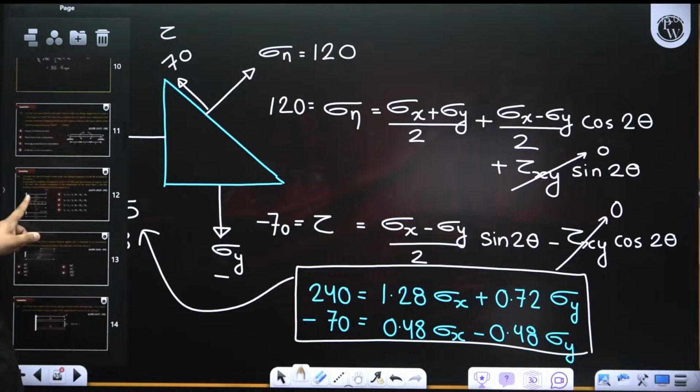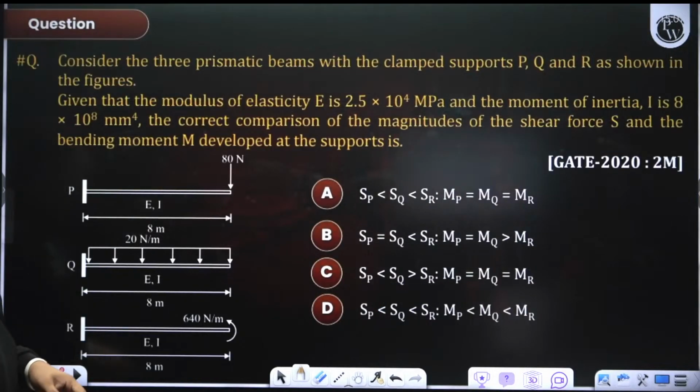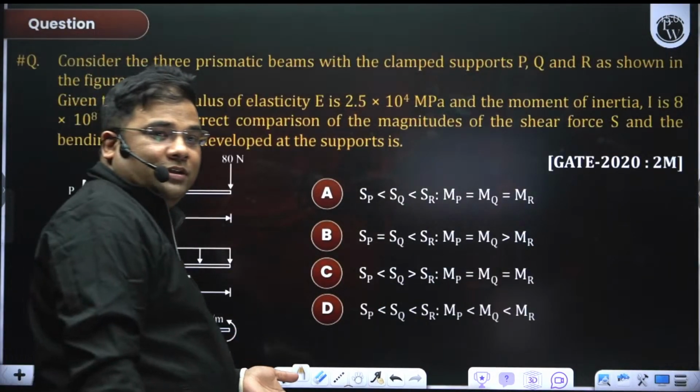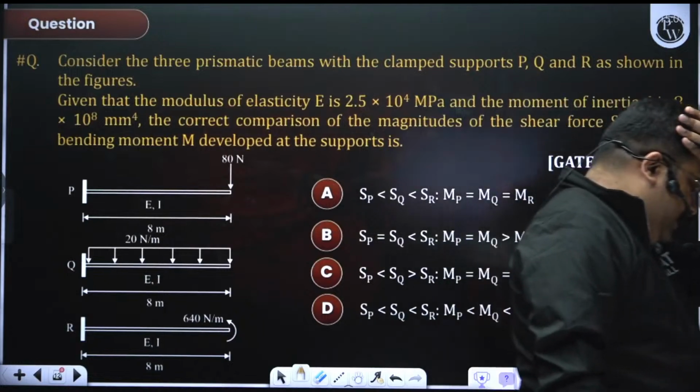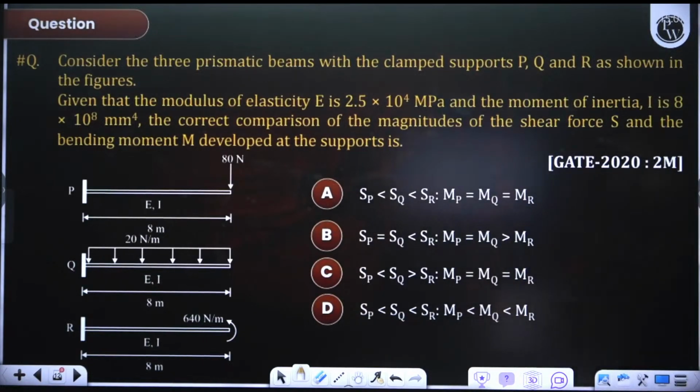Let us solve some questions from shear force and bending moment also. Shear force, bending moment, more questions I have put in the 7 p.m. session. Now solve this question. You see, they have asked a lengthy question. Read the question and solve.